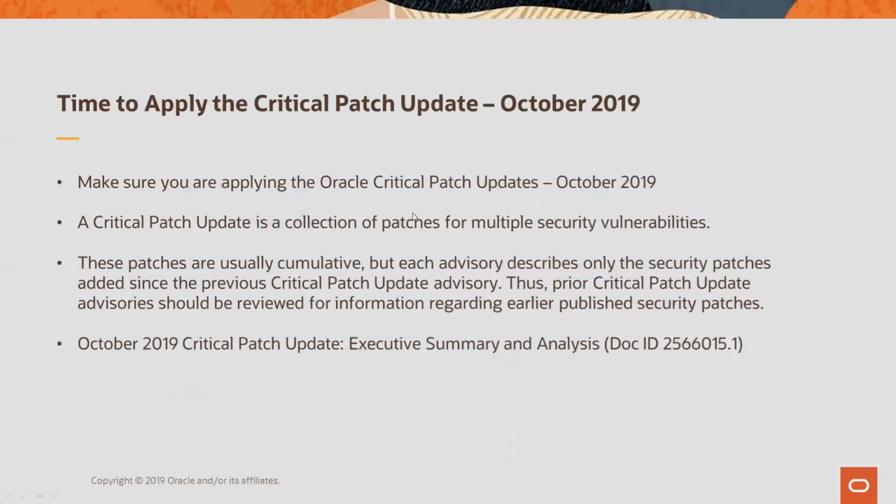All right, so we are past October. And as everyone knows, Oracle releases our critical patch updates every quarter. So please take a look at the critical patch update. A critical patch update is a collection of patches for multiple security vulnerabilities. These patches are usually cumulative, but each advisory describes only the security patches added since the previous CPU. So you should probably review it and make sure that it is cumulative. Like I said, it usually is, but sometimes there are exceptions.